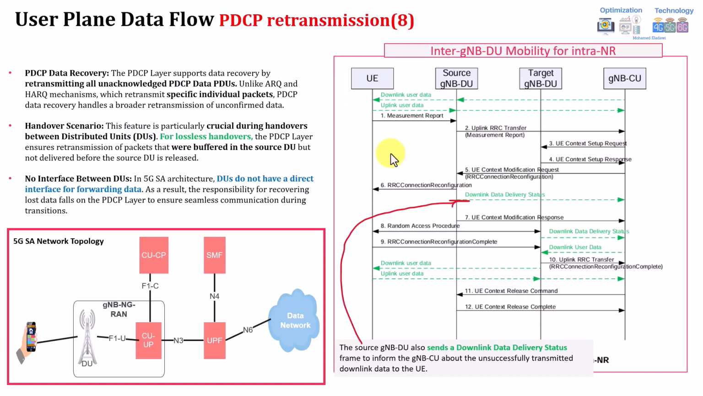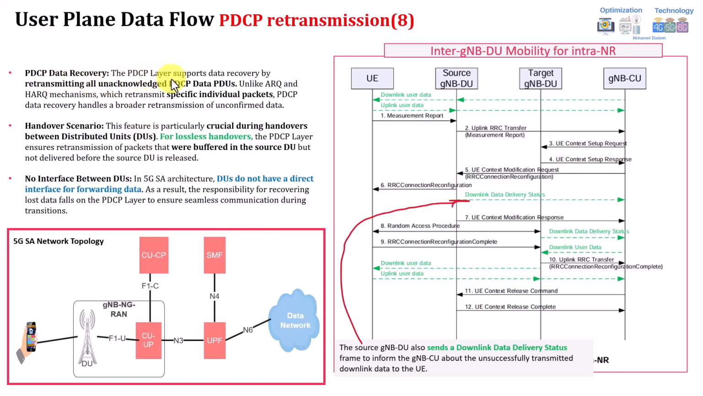PDCP does something called data recovery, which is retransmission. What will happen if you look into this flow during the handover? The source gNB will forward something called downlink data delivery status from the source gNB-DU to the gNB-CU, the centralized unit. It will tell it that I have some data which was unsuccessfully transmitted to the downlink UE. So in this case, the gNB-CU will request the PDCP to do the retransmission. So the PDCP data recovery will be started.